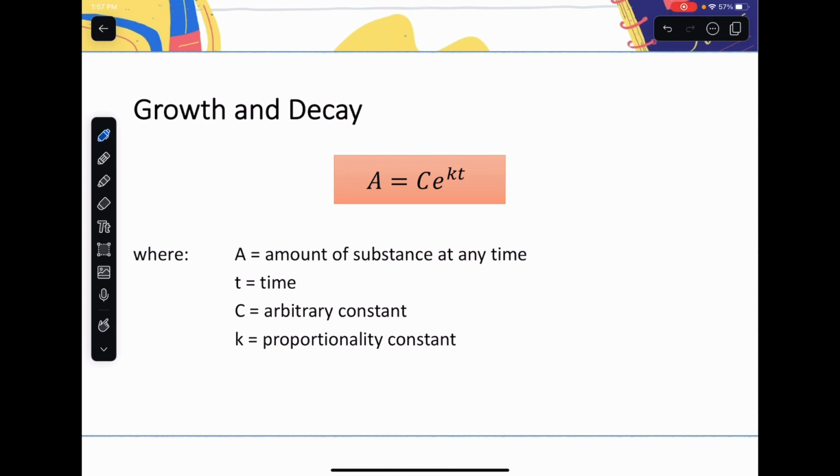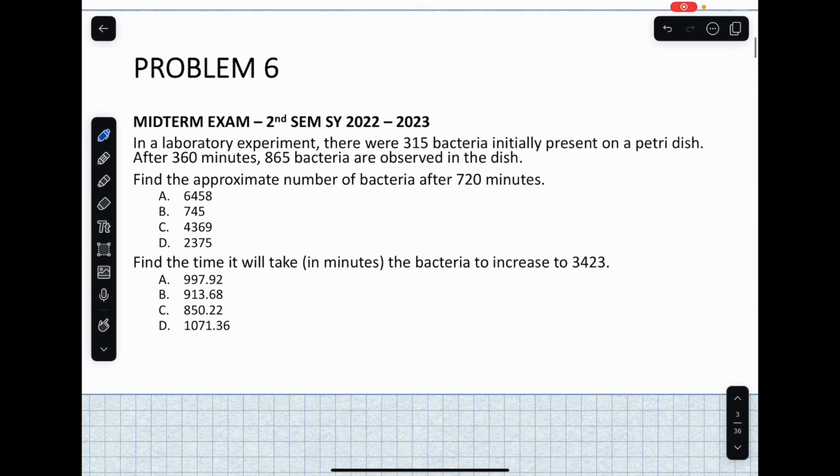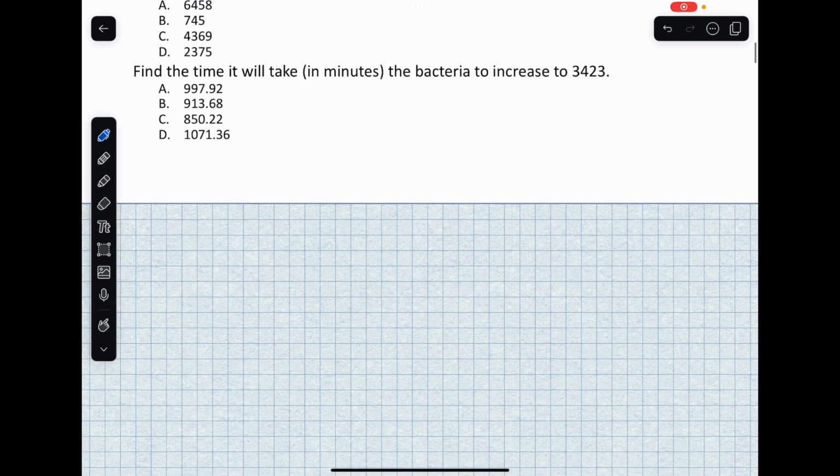To start with, let's solve this problem, which is a midterm exam problem from the second semester of school year 2022-2023. It is a simple growth problem. Let's say in a laboratory experiment, there were 315 bacteria initially present on a Petri dish. After 360 minutes, it was observed that it increases to 865 bacteria.